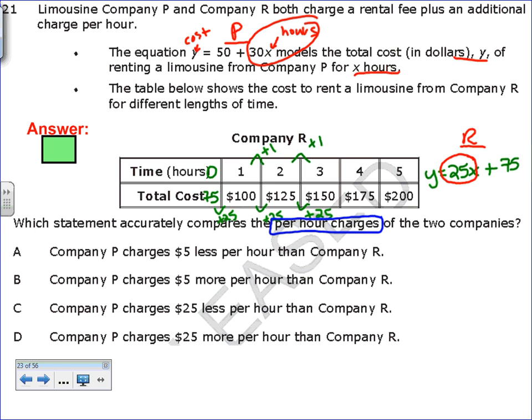So when it says, what's their difference in price? Well, $30 minus $25 is 5. So the ones that say a $25 difference, those are out. Now, does company P charge $5 less or $5 more? Company P is $30, this one's $25, so company P charges $5 more. So B is my answer. Alright, next problem.